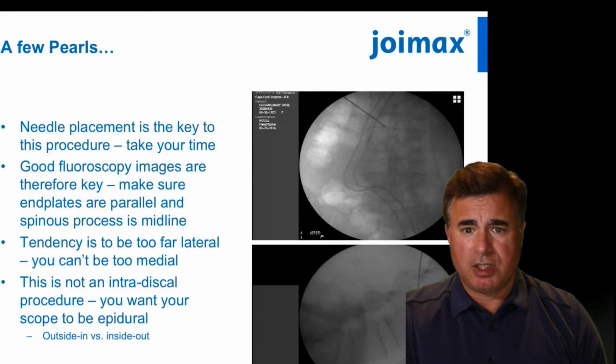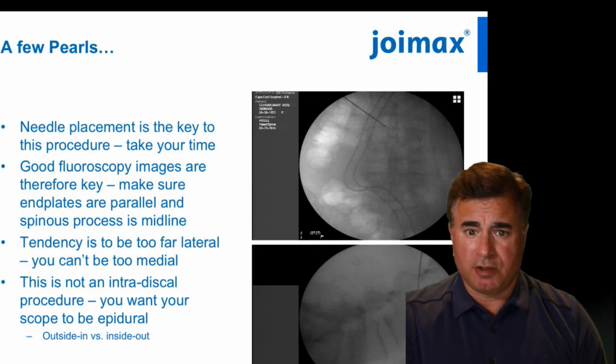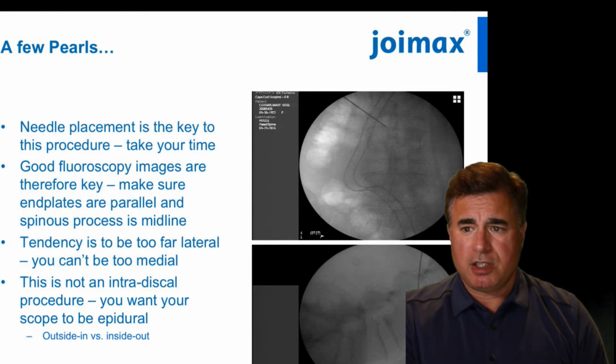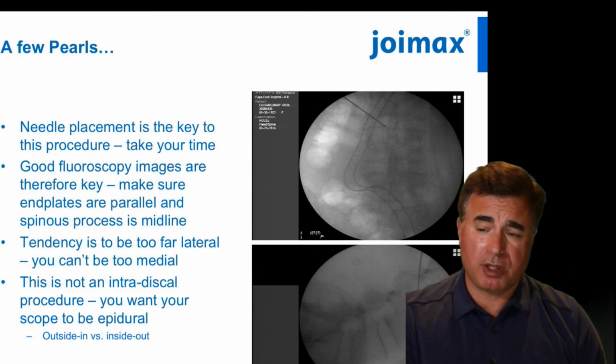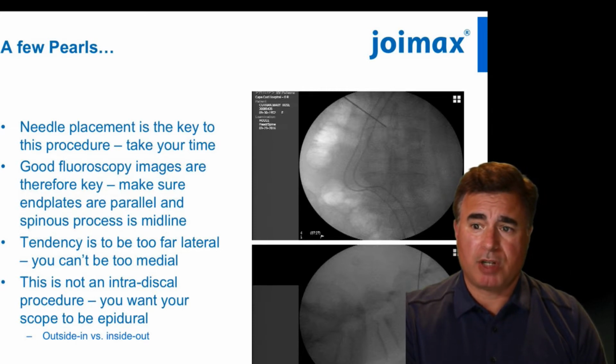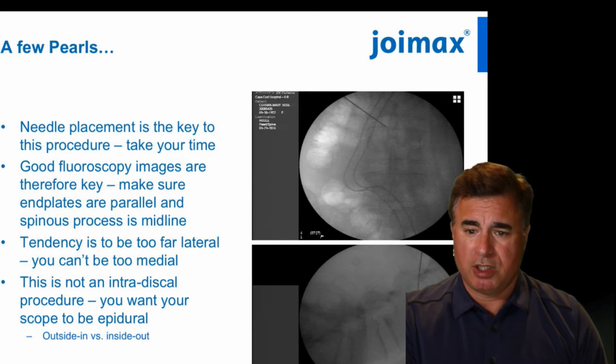So as you'll see, that needle placement is the key to the procedure. And I can't stress how important a good fluoroscopy is. Your tendency is to be too far lateral. And I would argue that you almost couldn't be too medial. This is not an intradiscal procedure, this is an epidural procedure, and I put these images up here to demonstrate that this is not a good trajectory. This is an intradiscal approach. This is not where I would want to be.